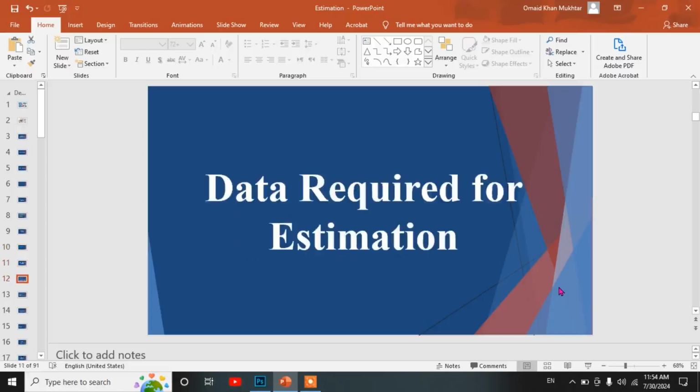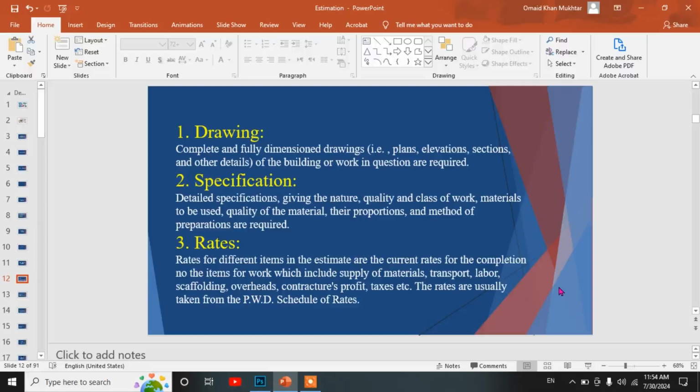Data required for estimation. First, drawing. Complete and fully dimensioned drawings, for example plans, elevations, sections, and other details of the building or work in question are required. Second, specification. Detailed specifications giving the nature, quality, and class of work, materials to be used, quality of the material, their proportions, and method of preparation are required.